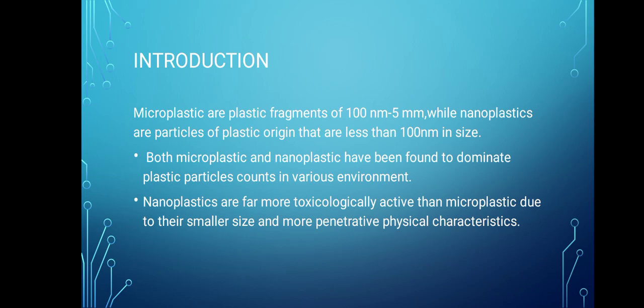Microplastics are plastic fragments of 100 nanometer to 5 millimeter, while nanoplastics are plastic particles that are less than 100 nanometer in size. Both microplastics and nanoplastics have been found to dominate plastic particle counts in various environments. Nanoplastics are more toxic than microplastic due to their smaller size and more penetrative physical characteristics.